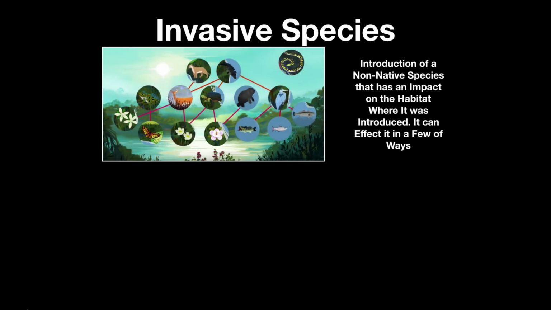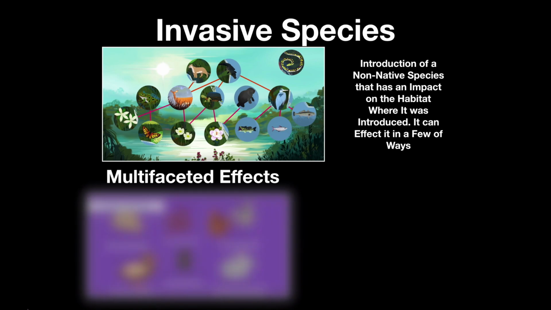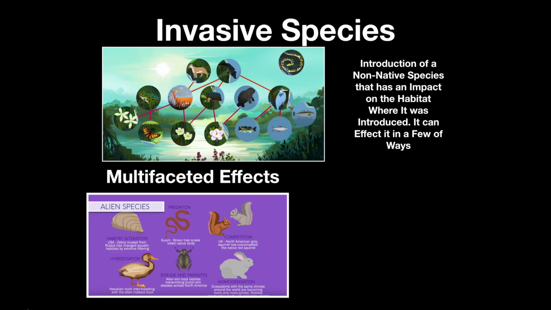And invasive species are the introduction of non-native species, so species that have not normally lived there, and this is going to have an impact on the habitat where they're introduced. So it can have a variety of effects, and it's multifaceted. So if we look at this image here, we can see that if we're looking at zebra mussels, well, zebra mussels are going to alter the habitat because they're such efficient filtering organisms, and it's going to have an effect on the water quality for all of those other organisms.